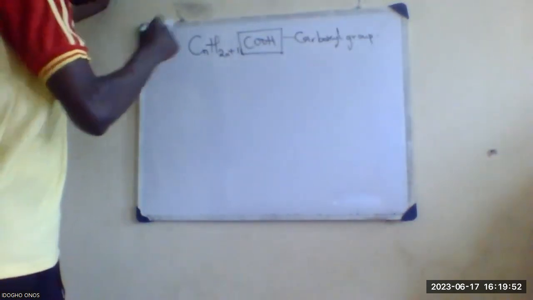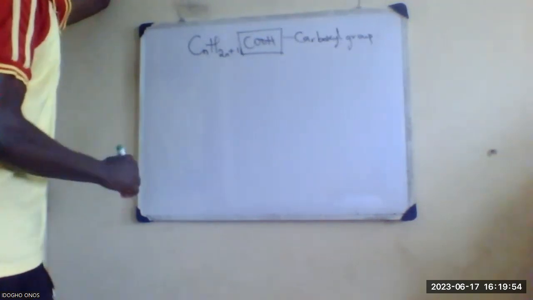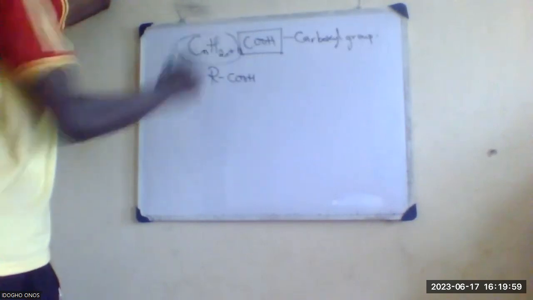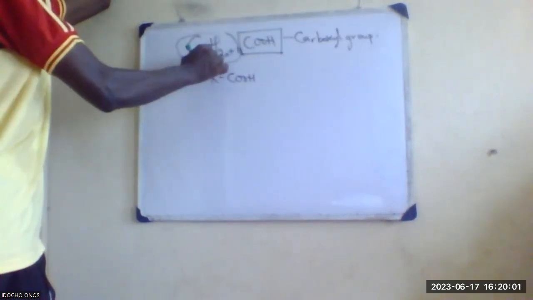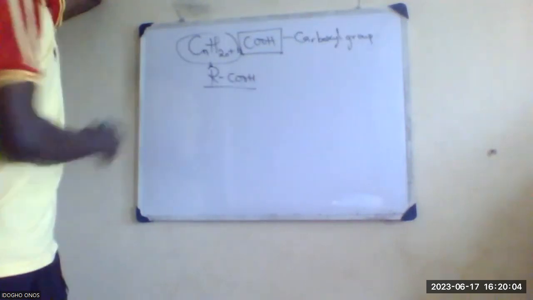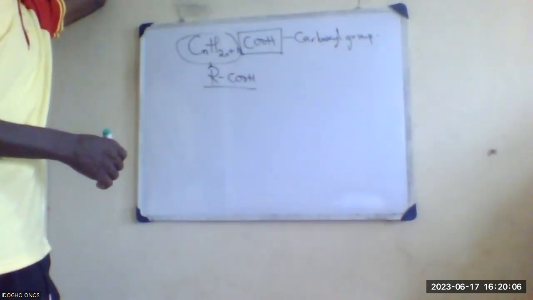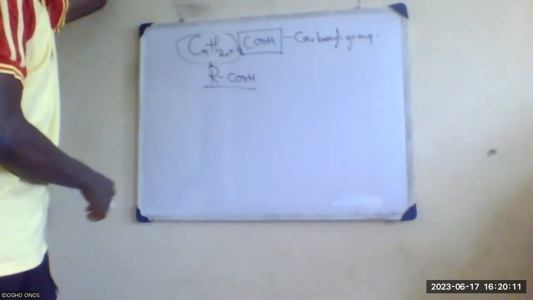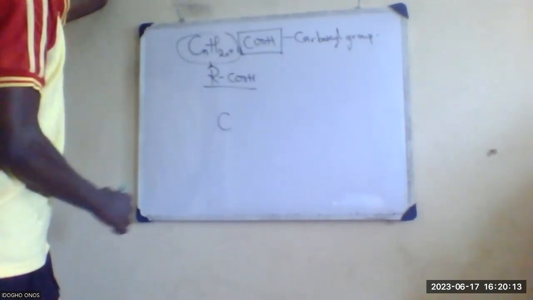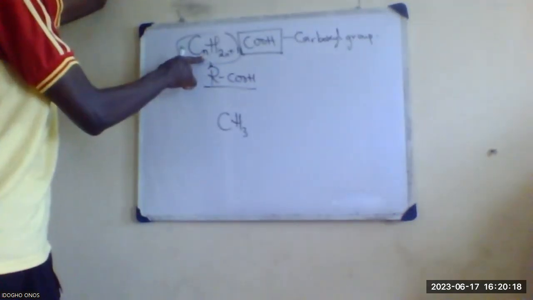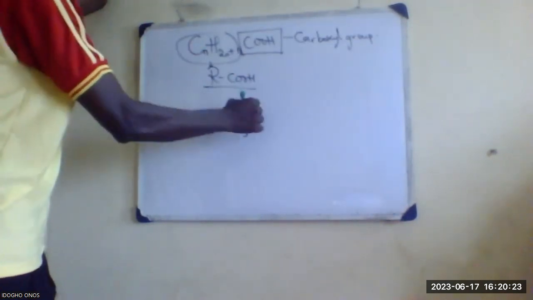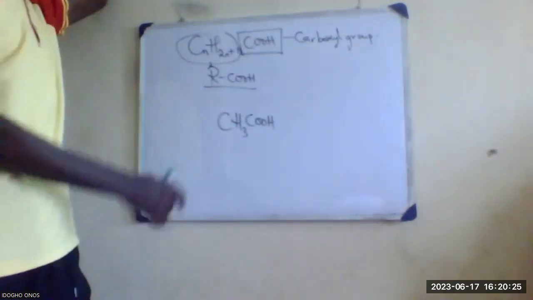Now, sometimes they can also give it as just RCOOH because this is an alkyl group, which can also be represented as R. Hence, you see it written like this sometimes. Okay. So, if I want to get the first member of this carboxylic acid, that will be CH3. I'm sure you understand how I got the 3. Carbon is 1. 2 times 1, 2, plus 1, 3. That is CH3, then with your COOH.